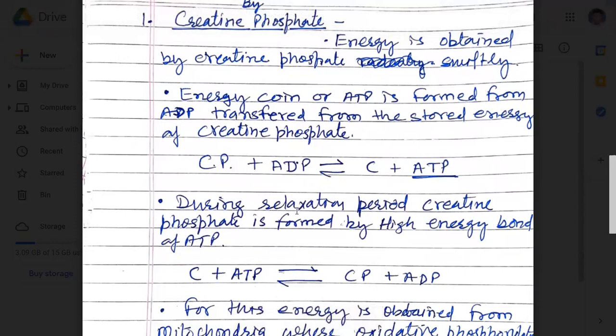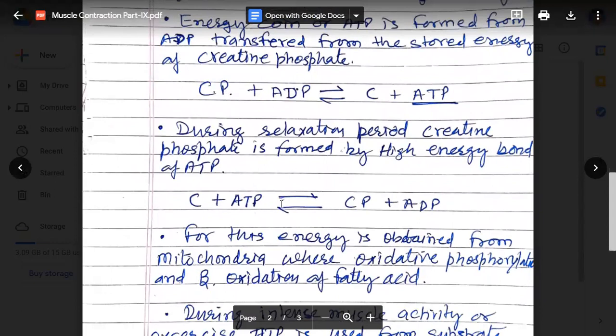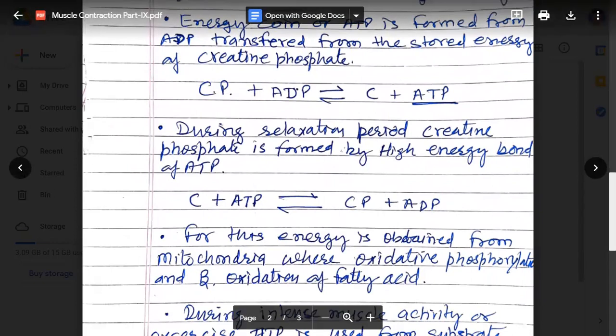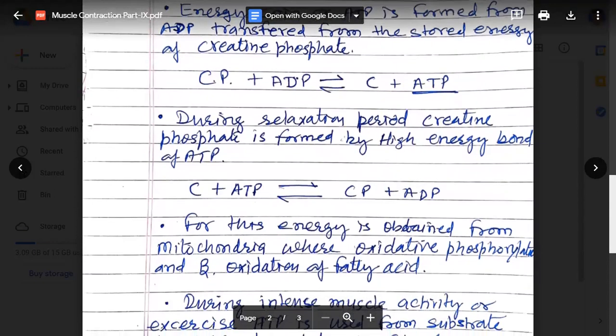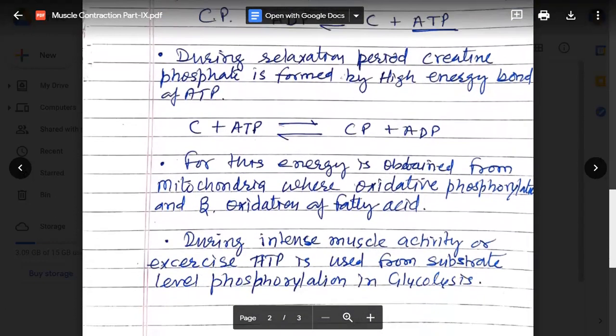During the relaxation period, creatine phosphate is formed by a high energy bond, like creatine plus ATP is converted into creatine phosphate plus ADP. For this, energy is obtained from mitochondria where oxidative phosphorylation and beta oxidation of fatty acid occur. During intense muscle activity or exercise, ATP is produced by substrate level phosphorylation in glycolysis.